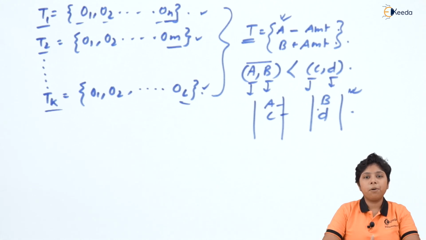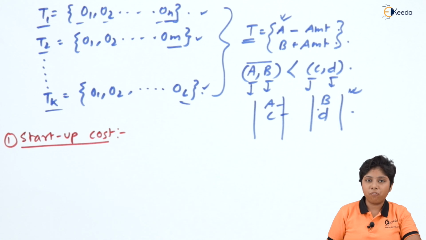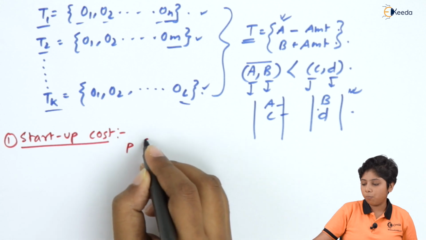Now there are a number of factors that work against this parallel system architecture, that is, against the speed up or the scale up. The first one is startup cost. How is startup cost defined? If we need to speed up and scale up, we need to increase the number of processors.